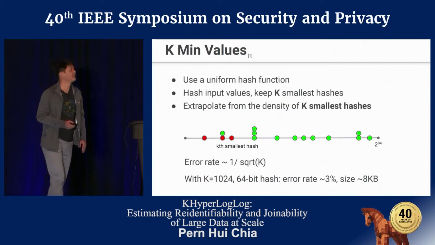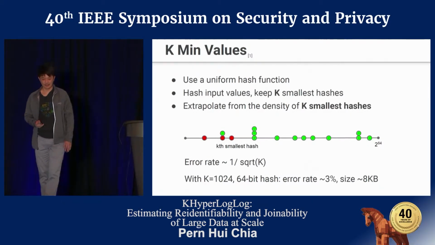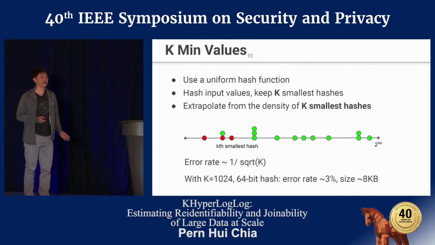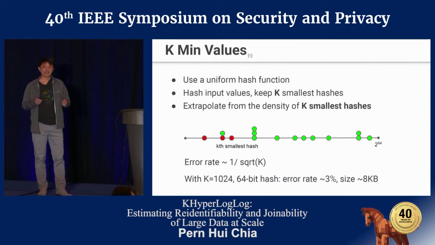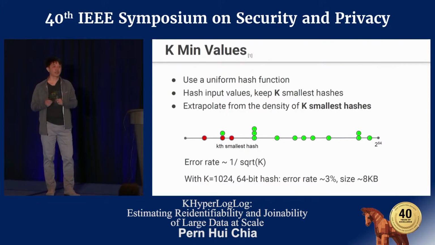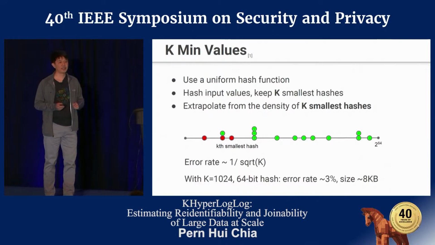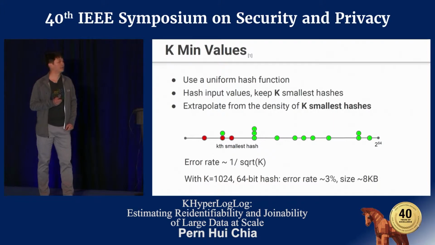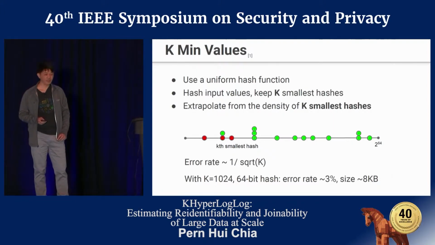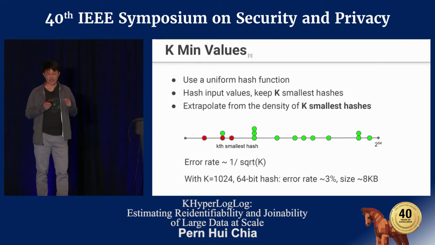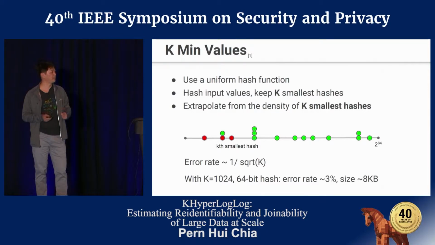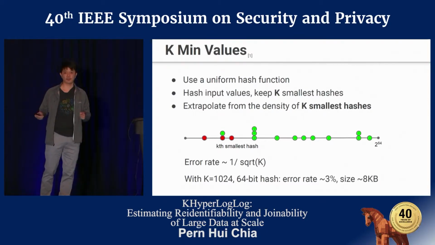One basic approximate counting algorithm is called k-minimum values, which is used for estimating the number of unique values that we see in a data stream. The idea is simple. For every value that we see in a data stream, we hash the value, and we keep the hash value if it is among the k smallest hash values. Note that we do not need a cryptographic hash function here, but it needs to be a uniform hash function. To estimate the number of unique values that we have seen in the data stream, we can then extrapolate from the density of the k smallest hashes to the entire range of possible hash values.